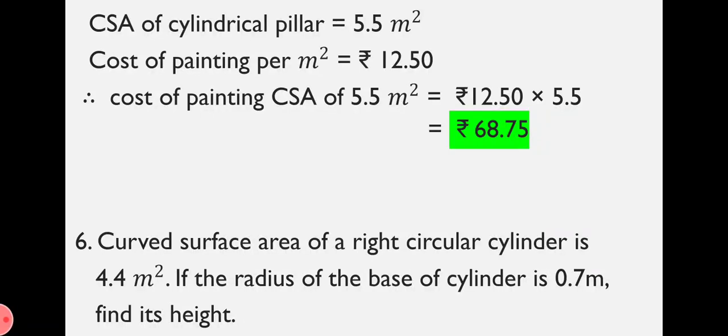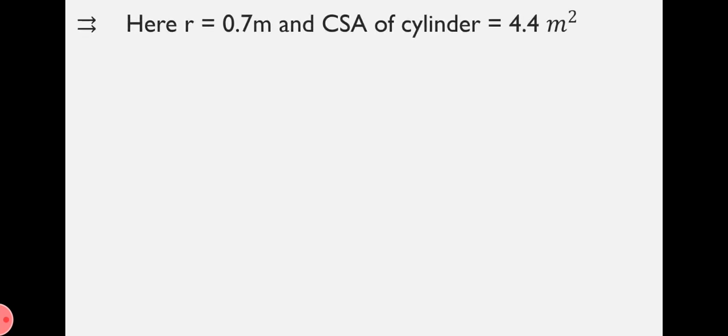Next question. Question number 6. Curved surface area of a right circular cylinder is 4.4 meter square. If the radius of the base of the cylinder is 0.7 meter, find its height. Again in the question, curved surface area of the cylinder is given, radius of base of the cylinder is also given, and we have to find the height. So here we apply the formula of CSA of cylinder, insert the values and find the value of height. For solution, here radius r is given as 0.7 meter and curved surface area of cylinder is given as 4.4 meter square.